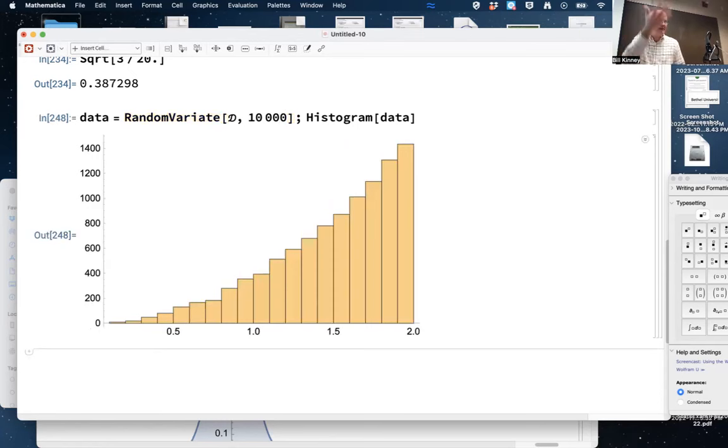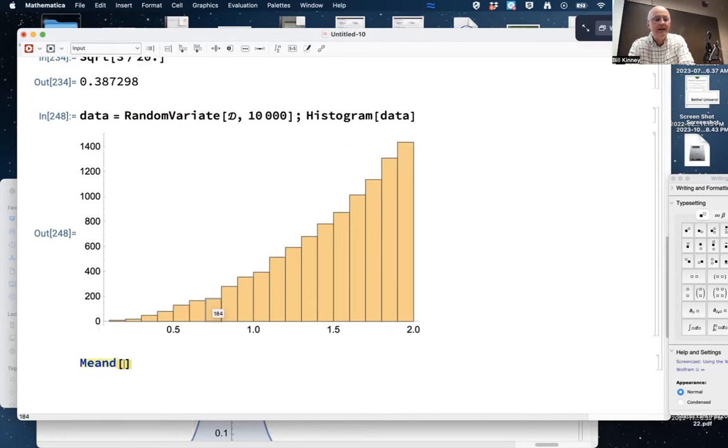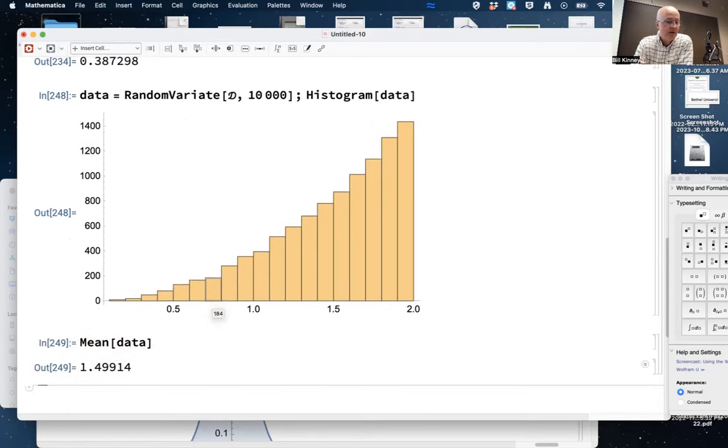See, it's matching the graph of that quadratic now pretty closely, it seems. Data set of size, sample of size 10,000 here. What's the mean of the data? This is an observed value of a sample mean. Very close to 1.5. How about that?